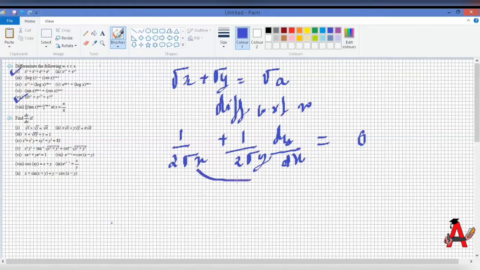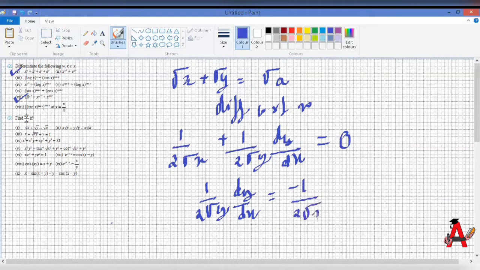In the next step, you will shift this side. It will become 1 upon 2 root of y dy by dx is equal to minus 1 upon 2 root of x. Now this 2 will get cancelled. Root y will go that side. So this will become dy by dx is equal to minus root y upon root x. This is how you get the answer. These questions are pretty simple that way.